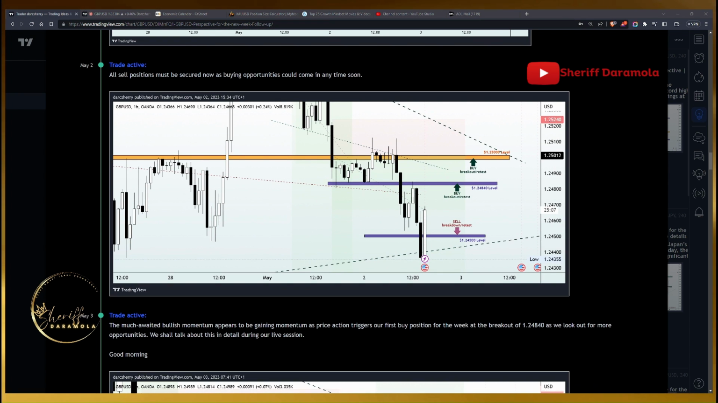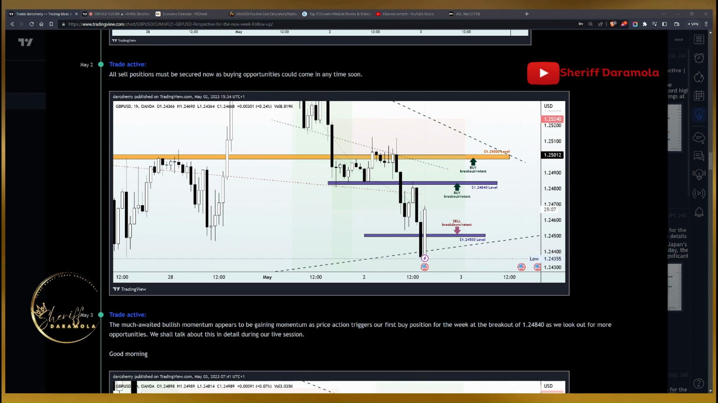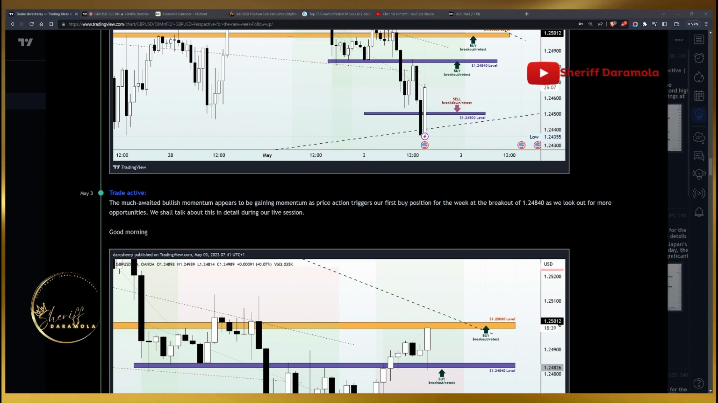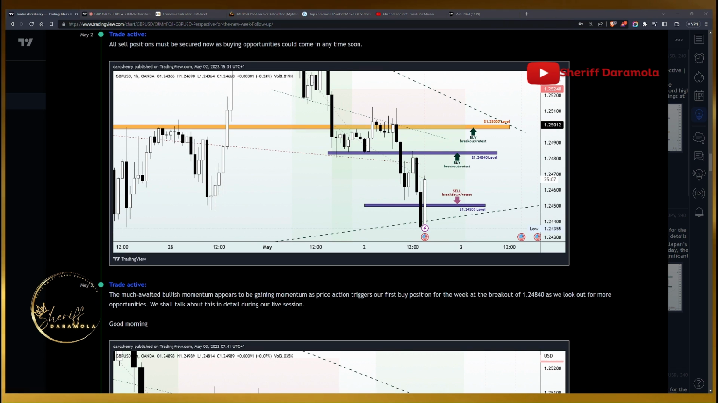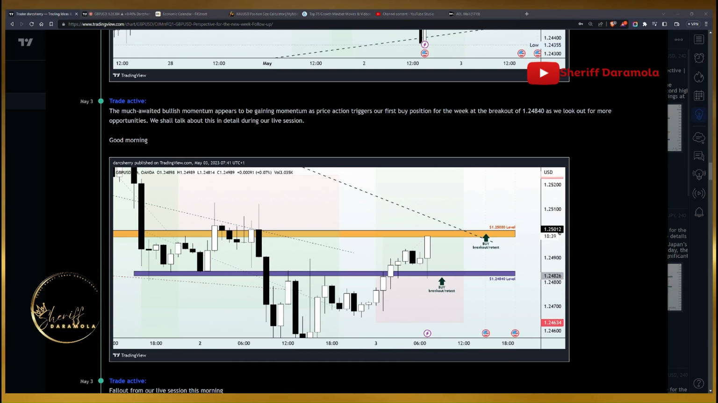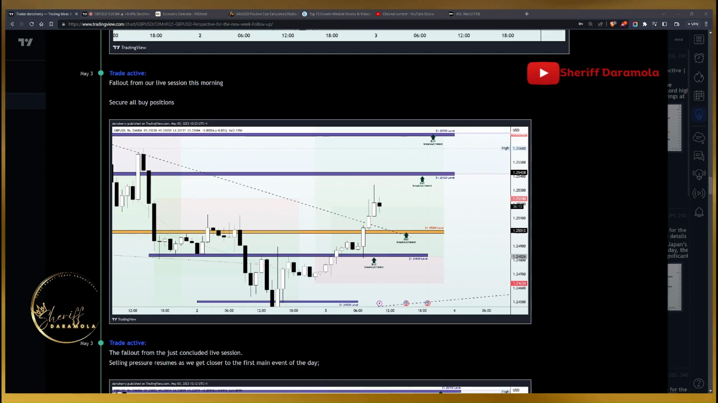But later in the evening of the New York session that day, I shared here that all sell positions must be secured now as buying opportunities could come in anytime soon. I mentioned that a breakout of the 1.24840 would trigger the buy position. Right at the beginning of Wednesday morning, we had the buy position triggered, and we also had another position to be opened at the breakout of the 1.25. So we continued to ride the move all the way to the upside.